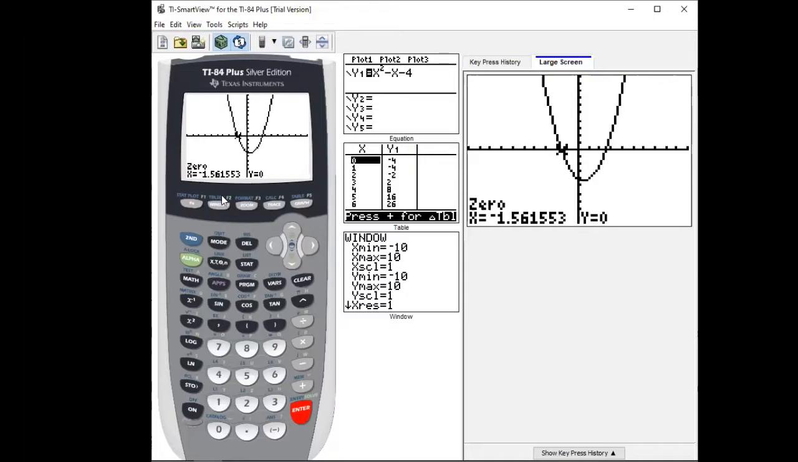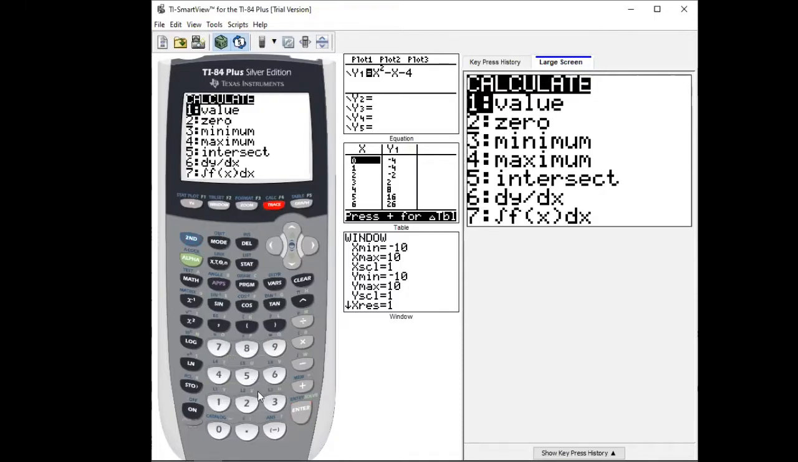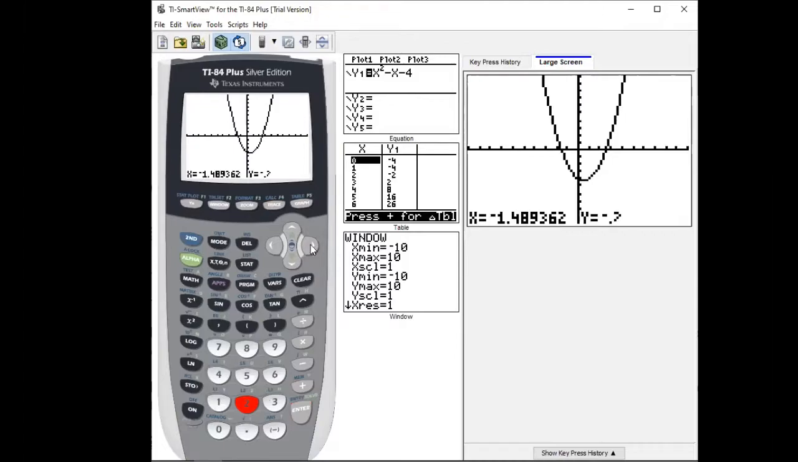So you couldn't see that part. Now I'm going to do the second zero. Second, calculate, and hit 0. Now again, left bound. This time, the left bound is going to be underneath. It's got to be left, right? These are the numbers to the left. So again, look, negative 2, negative 1.6. I'm going to hit enter.